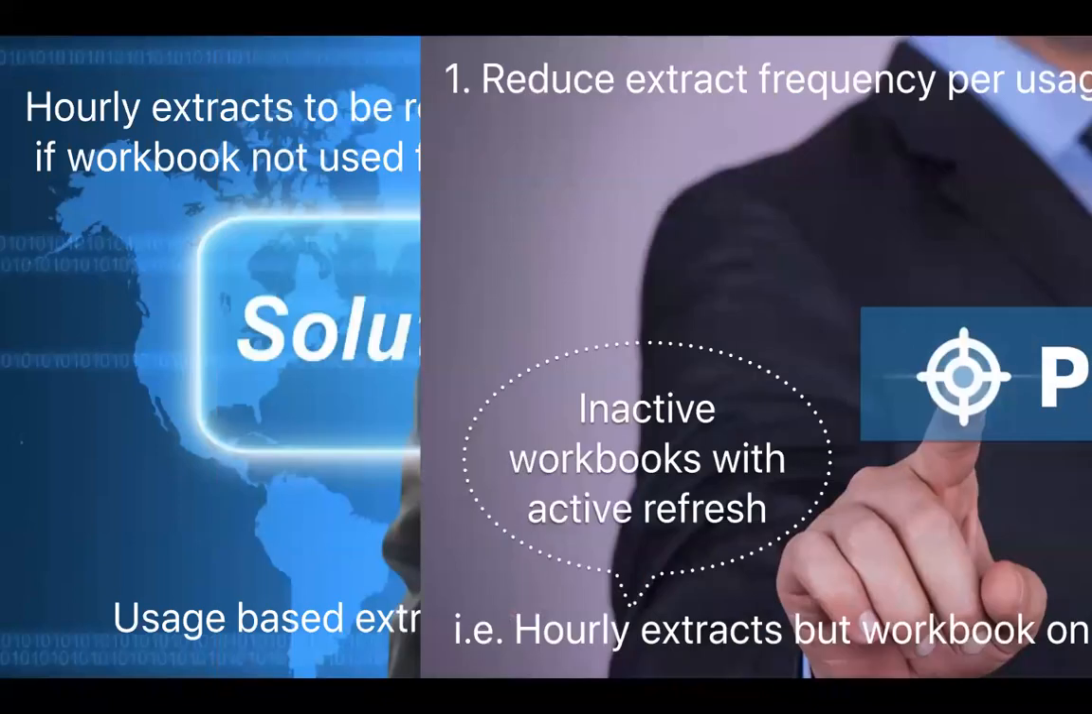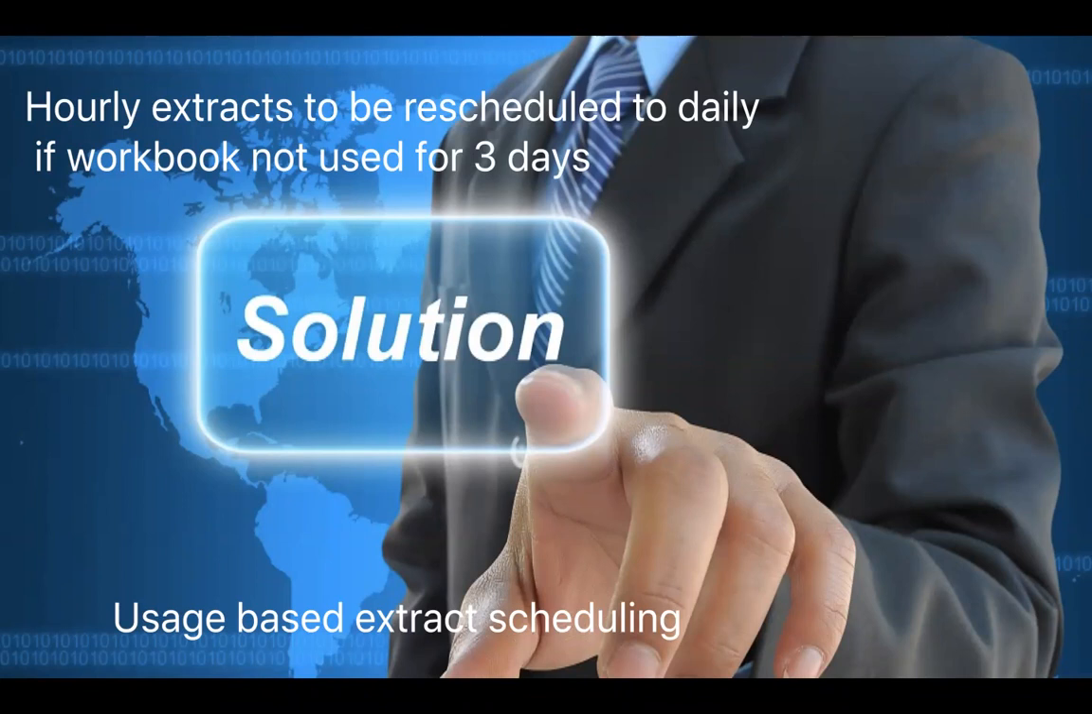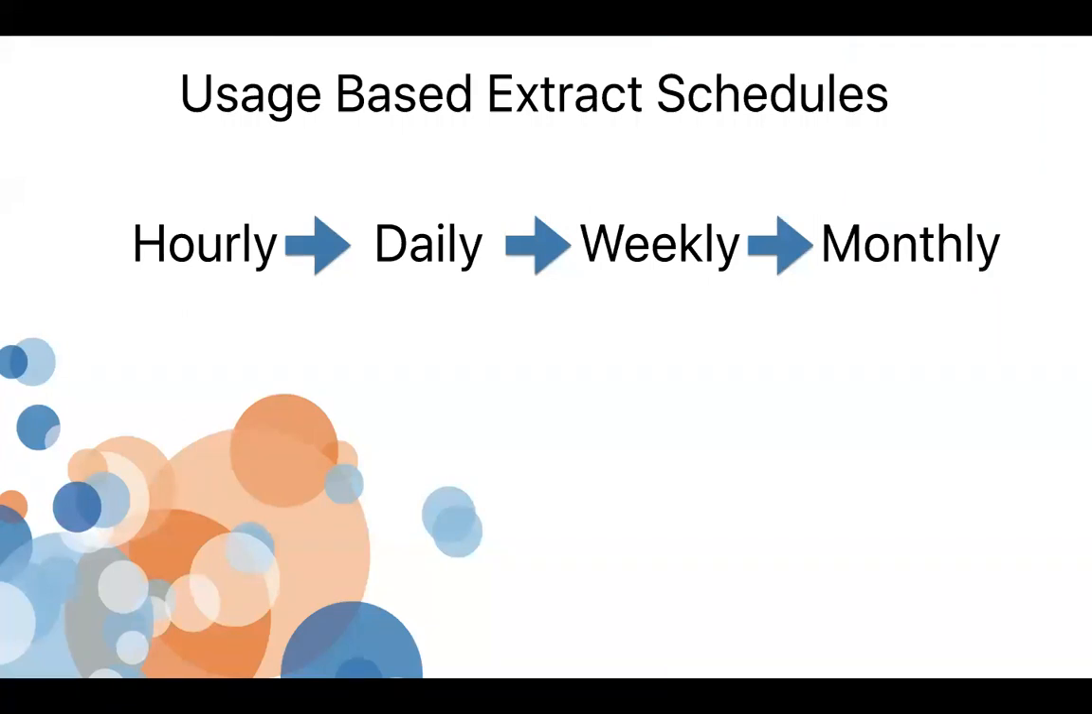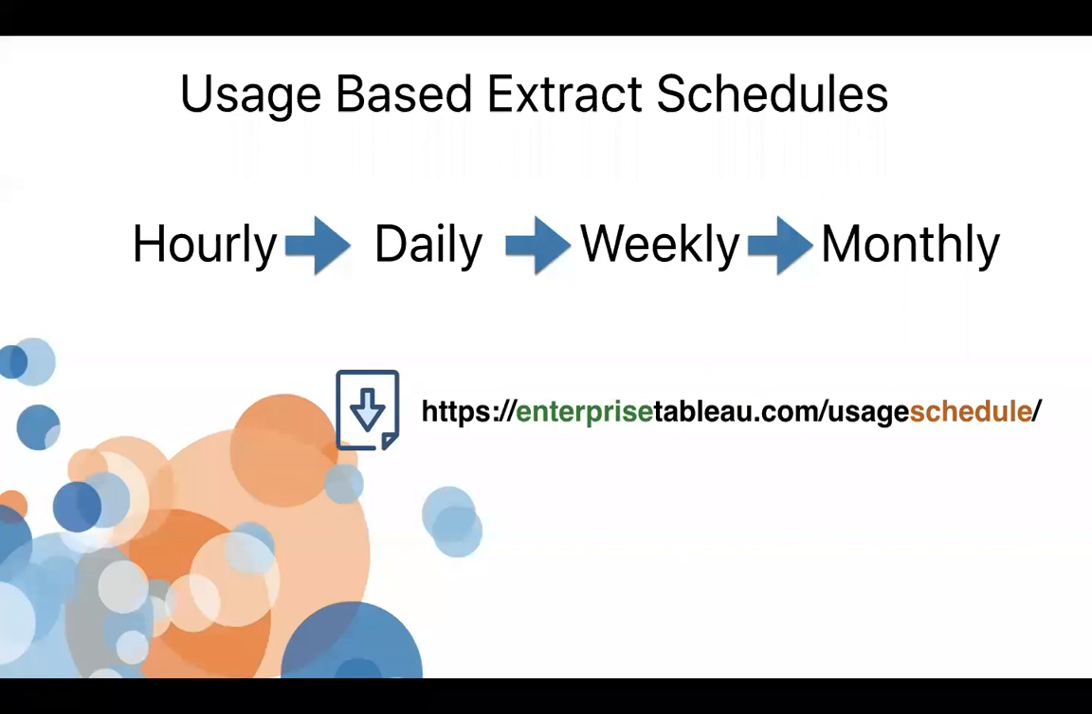How do you fix this? Well, reschedule them. Simple enough. The principle is very simple. For hourly extracts, if the workbook is not used for, for example, 3 days, that workbook should have a daily refresh. Again, a daily refresh workbook, if not used by any user for 3 weeks, should be rescheduled to weekly. Again, weekly becomes monthly. I know you'll be asking, hey, Mark, how do I find these workbooks?